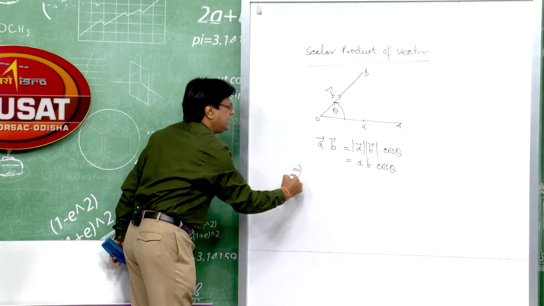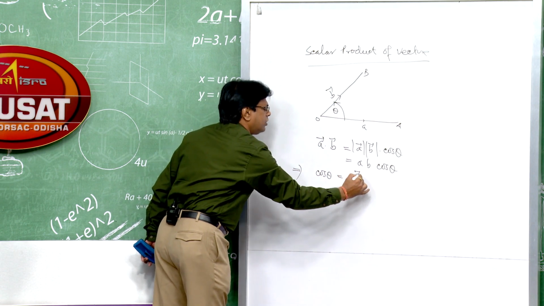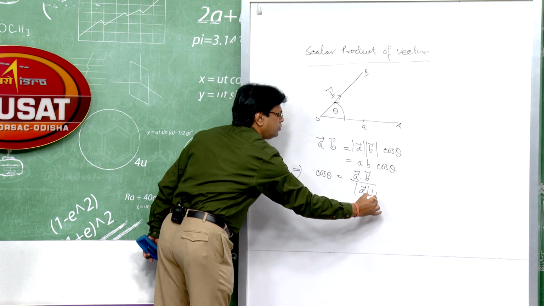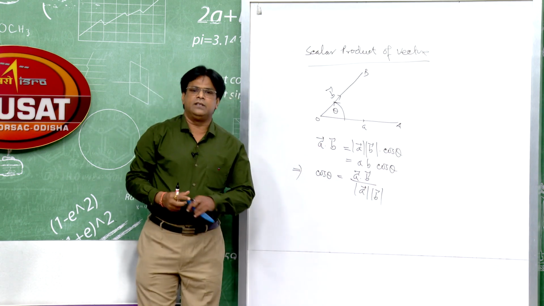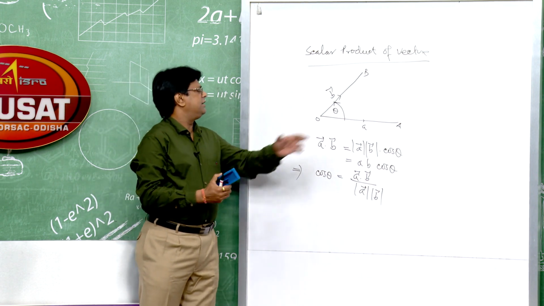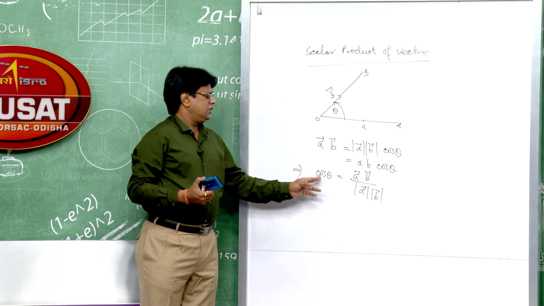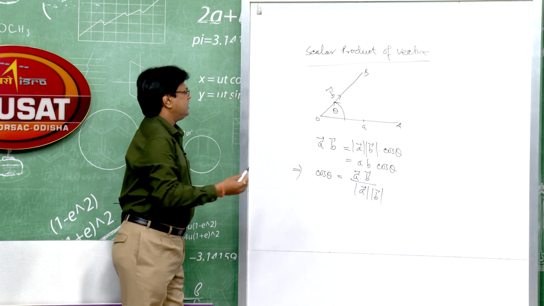Now from this we have cos theta is equal to A dot B by A magnitude B magnitude. So, if the two vectors A and B are given, can we also find out the angle between them? This is your cos theta is equal to A dot B by A magnitude and B magnitude.